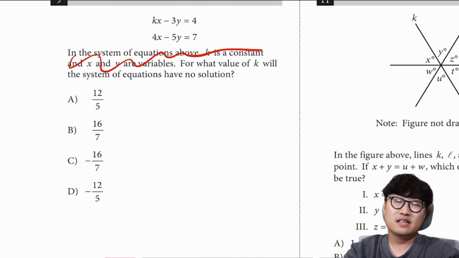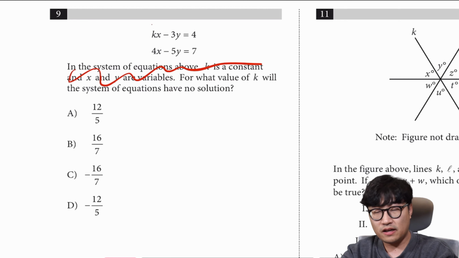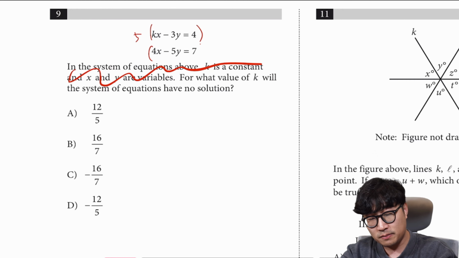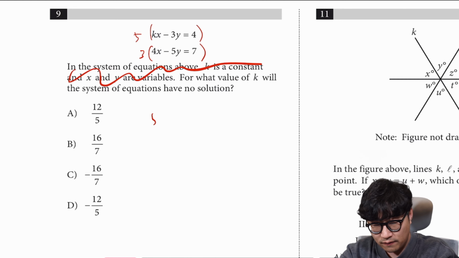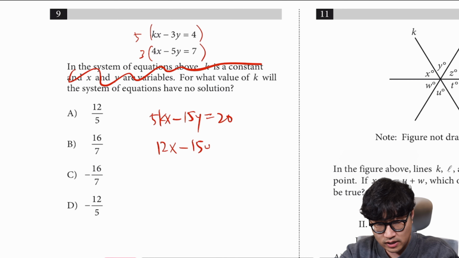They're not going to make any sense. What the fuck do you mean by that? Well, if I multiply the top one by 5 and multiply the bottom by 3, wait, Steven, why the hell did you do that? Well, because then you get 5kx minus 15y on the top, and that's equal to 20. And on the bottom, you get 12x minus 15y is equal to 21.